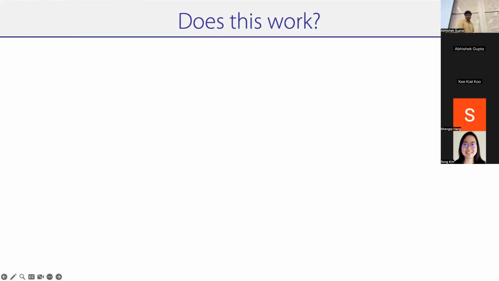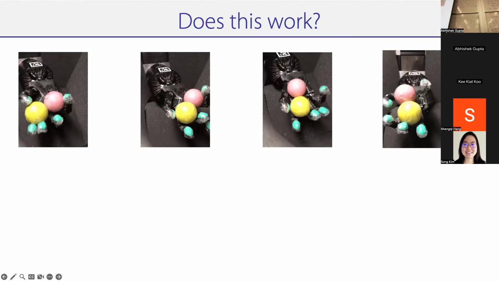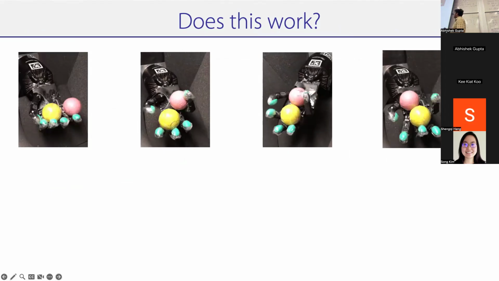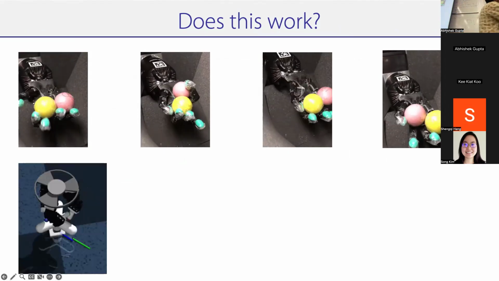Okay, so does this work? Actually, the results that Anushka showed earlier with the bowling ball doing things did MPPI and it did uncertainty penalized models.